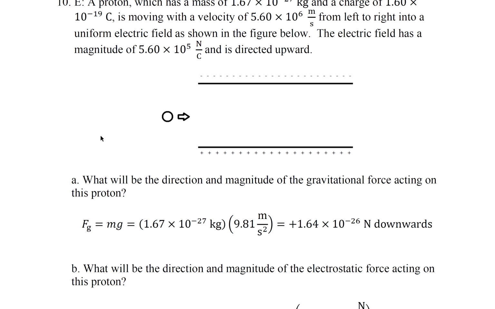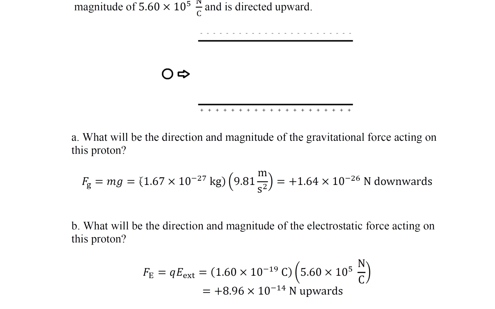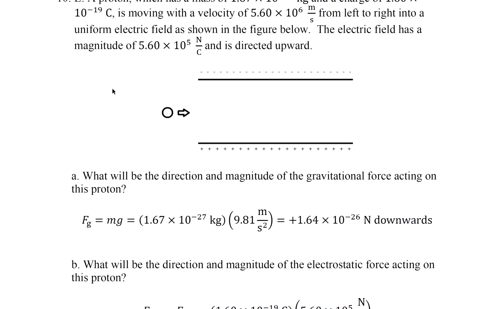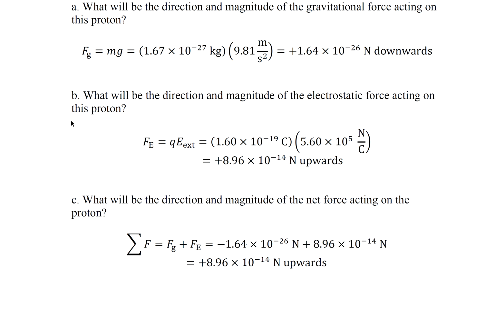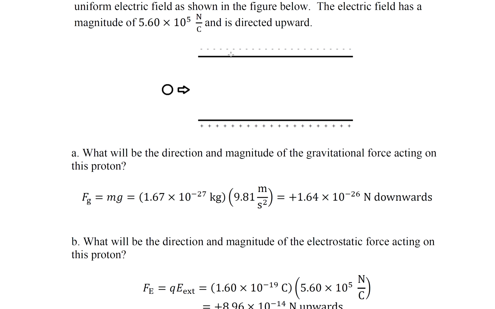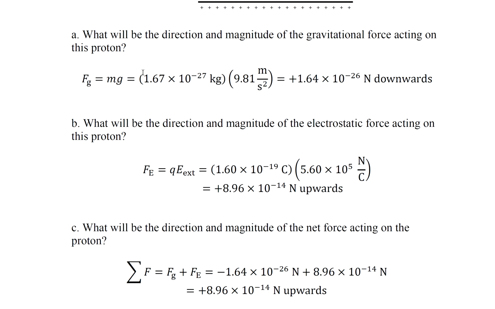Part A, what will be the direction and magnitude of the gravitational force acting on this proton? F equals mg, force of gravity. It's going to be downwards because the force of gravity pulls it towards the center of the earth. Part B, what will be the direction and magnitude of the electrostatic force acting on this proton? F equals QE. And that's going to be upwards because this is a positive charge and it wants to go towards the negative charge.